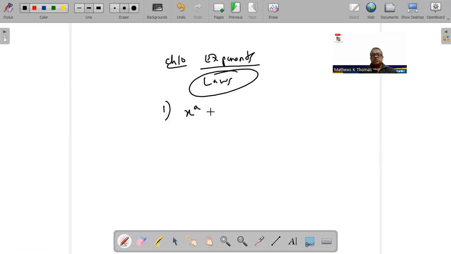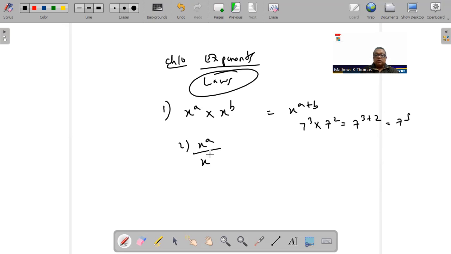So the first rule says that when you multiply two numbers, x to the power a, x to the power b, two numbers with the same base, the powers will get added. x to the power a, x to the power b will become x to the power a plus b, right? So 7 cube into 7 to the power 2 will become 7 to the power 3 plus 2, that is 7 to the power 5.